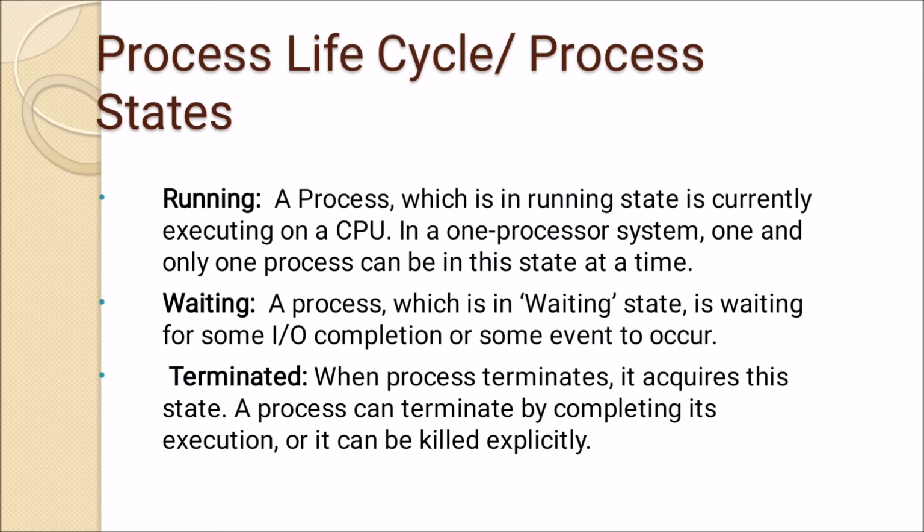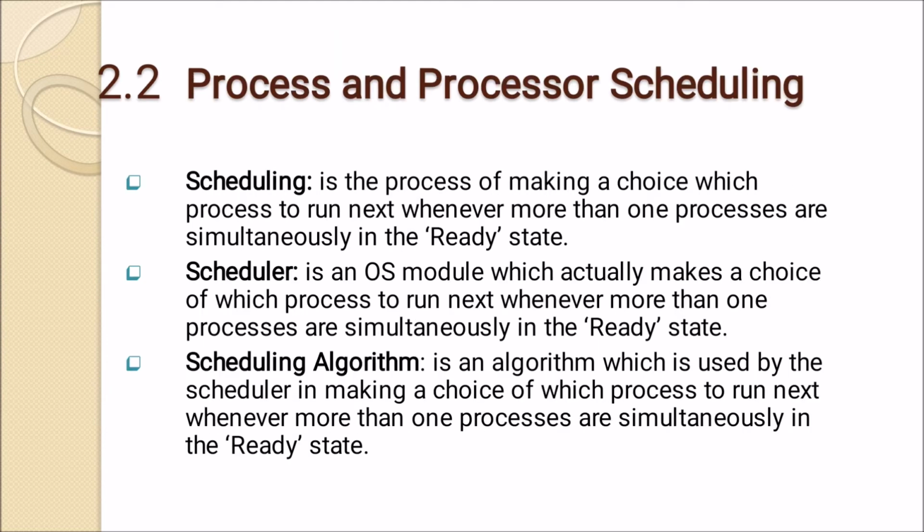So it is waiting for something: input output completion or some event to occur. The next one is terminated. When a process terminates, it acquires this state. A process can terminate by completing its execution, or it can be killed explicitly. So these are the 5 stages of the process, or we can say this is the whole process life cycle.